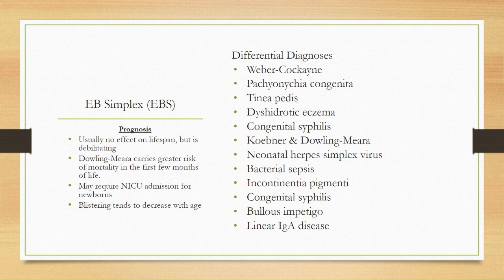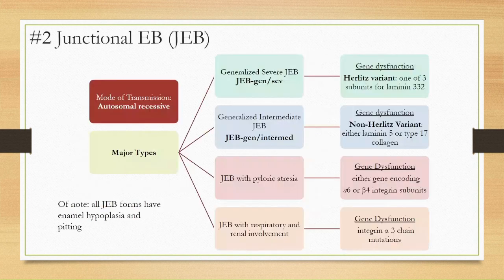Is the component for NICU admission based on the EB burden, and also if there are other organs affected as well. And here is a good differential to make you think, beyond just the genetic conditions as well. Now we're going to go into junctional EB.